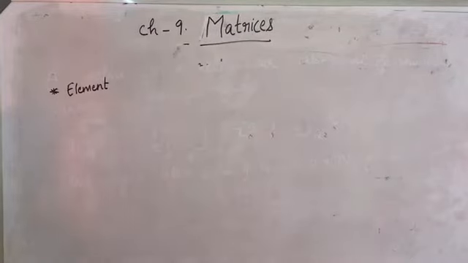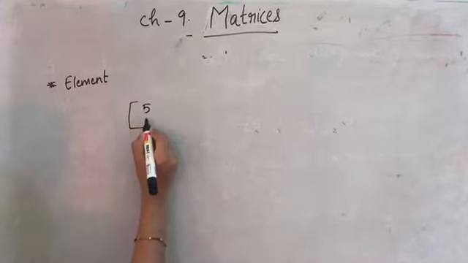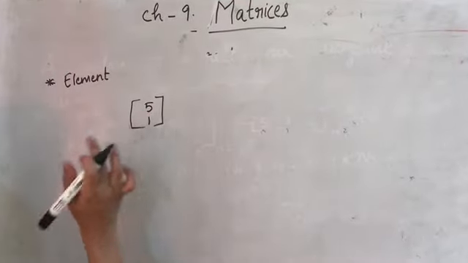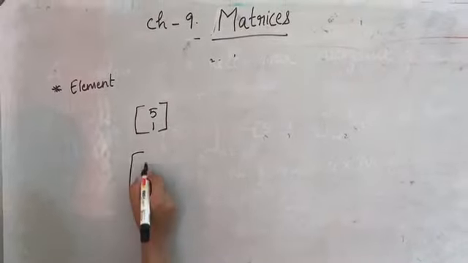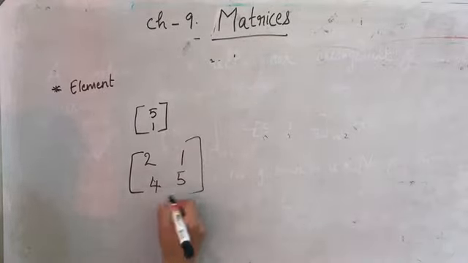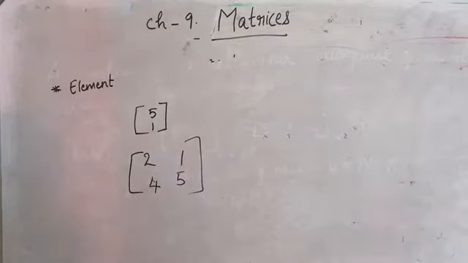Next important term in the matrix is element. What is an element? Each number or entity in a matrix is called an element. For example, if your matrix is 5, 1, 5 is called an element, 1 is called an element. If you have a bigger matrix, each term 2 is an element, 1 is an element and 4 is an element and 5 is an element. This is called as an element.